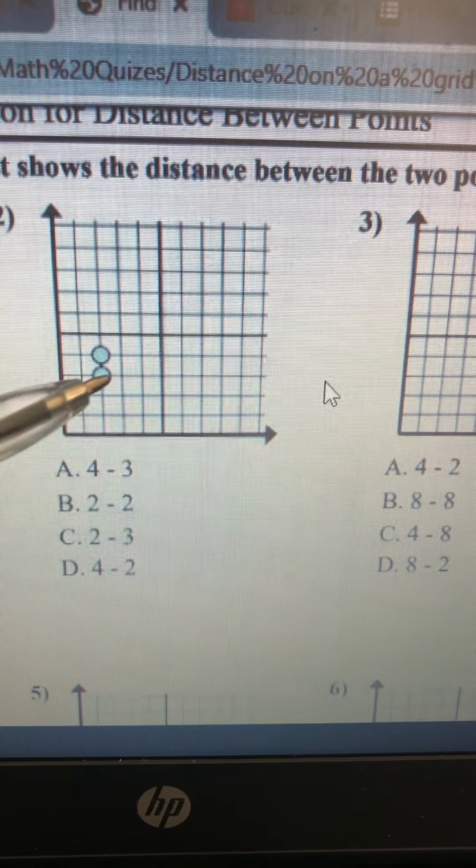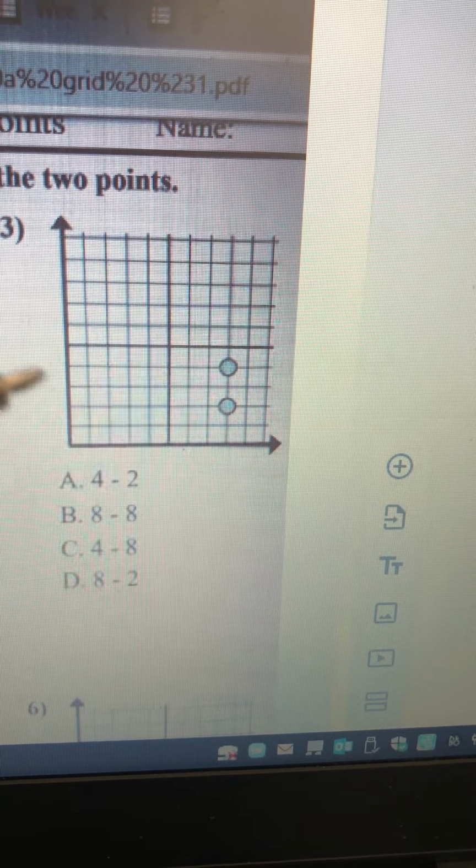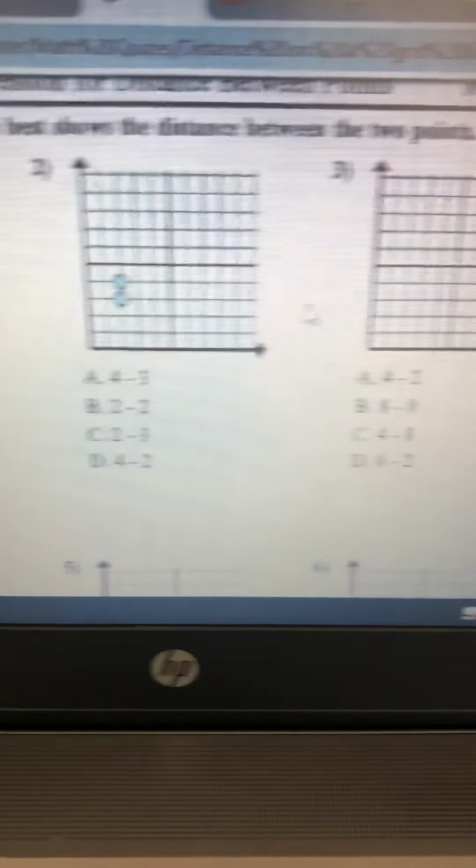All right, number 3. How many spaces are there between the dots? That looks like 1, 2. That's 1 and then 2 on the dot. So 4 minus 2 would be the best one, because 4 minus 2 is 2, and there's 2 spaces in between the dots. All right, so far so good. Pretty easy. Hold on, let me scroll up.